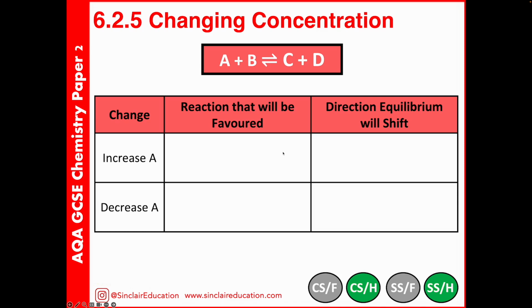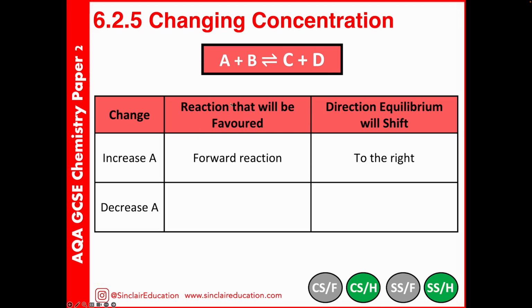Like when we're talking about rates of reaction, be really, really systematic in how you respond to this. State your change first of all. So in this case, let's say I've increased A. That's the change that's happened. Identify the reaction that will be favoured. So in this case, if I increase A, I'm going to favour the forwards reaction. This reaction will happen more. If this reaction is happening more, I'm going to shift the equilibrium to the right. So I'll make more of this. And actually the consequence is the amount of C and D will increase.